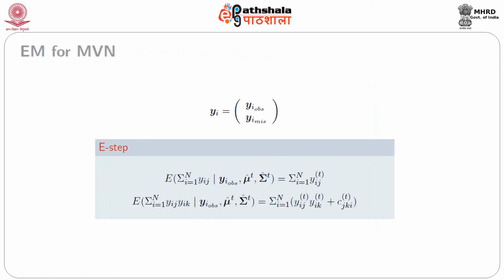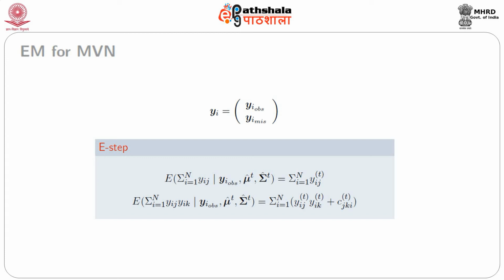Now, we can divide the incomplete data, or we write the data y_i as y_i observed and y_i missing. And so, what is the E step? The E step here is the expectation of summation y_ij given y observed, mu hat t and sigma hat t, which is summation y_ij^t, while the expectation of summation y_ij y_ik given y observed, mu hat t, sigma hat t is summation y_ij^t y_ik^t plus c_jk,i^t.